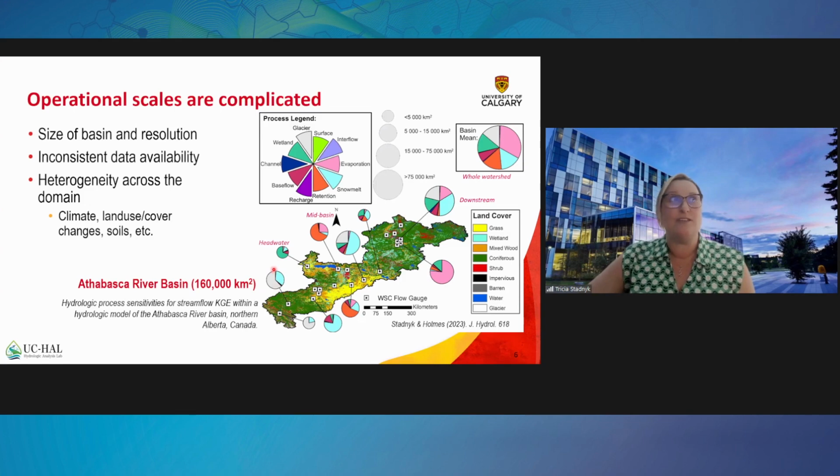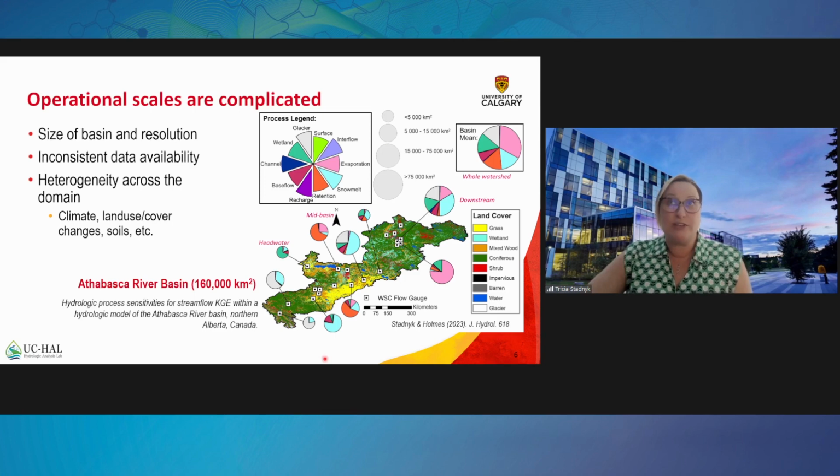What's happening here is the model and the processes are responding to changes in climate, land use cover, soils, and other aspects that are changing. So the larger the basin gets, the more diverse and heterogeneous it gets. And there's really no one size fits all picture. So the takeaway here is that we need complicated yet efficient models that will provide us accurate predictions of extremes and changing processes for operational decision making.